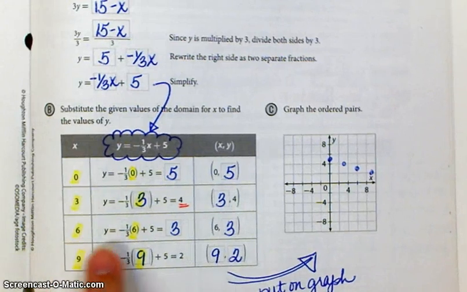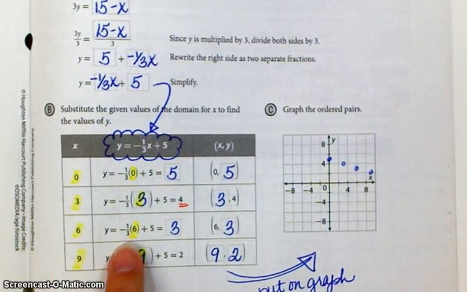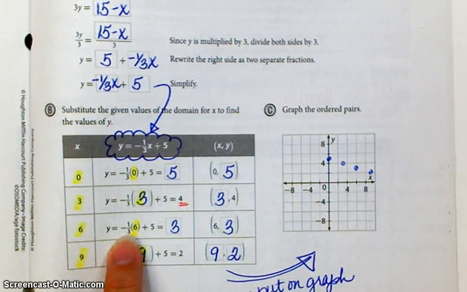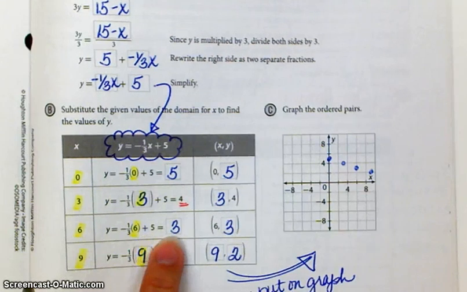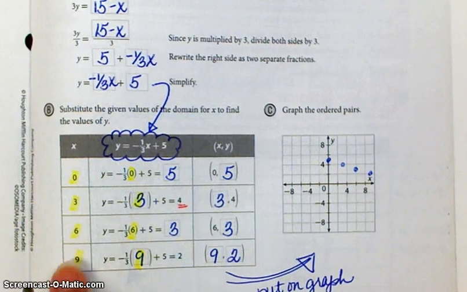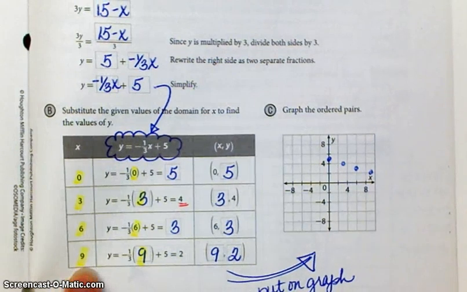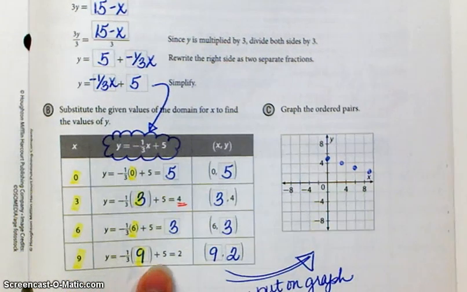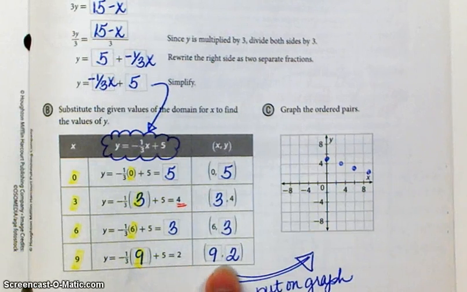Put a 6 in. 6 times negative 1/3 plus 5. Okay, 6 times negative 1/3 is negative 2. Negative 2 plus 5 is 3. So there is your third ordered pair, 6, 3. 9 is your fourth x value, the fourth item in your domain. Negative 1/3 times 9 is negative 3. Negative 3 plus 5 is 2. So there is your fourth ordered pair.